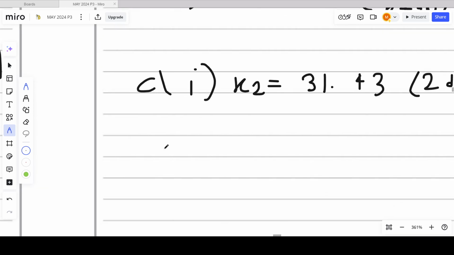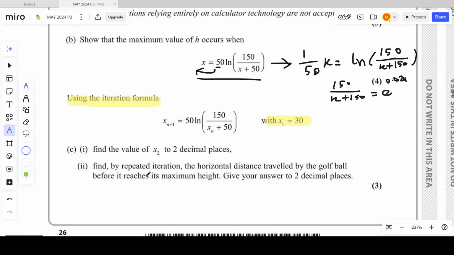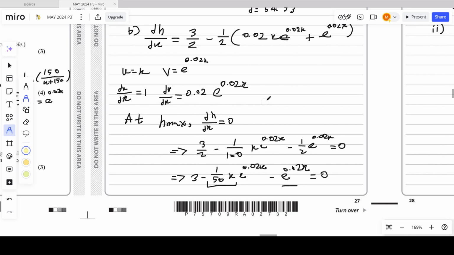Next, for part 2. For part 2, what they have said, find by repeated iteration. We need to use repeated iteration. Using the method of iteration, what we need to get out? The horizontal distance travelled by the golf ball before it reaches its maximum height. We need to find out the solution to which equation?